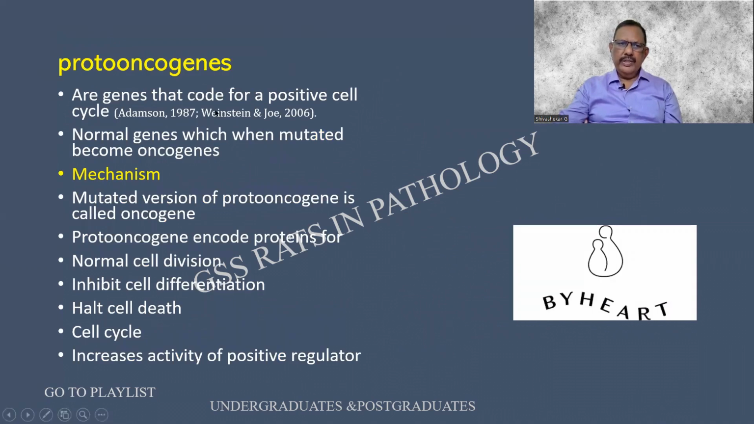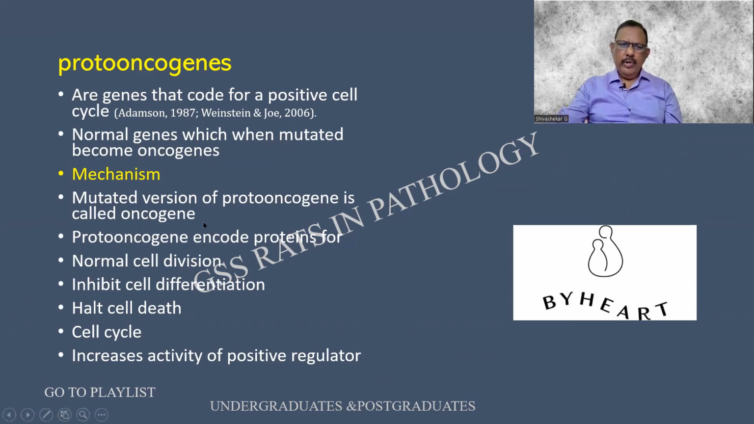So proto-oncogenes are the genes that code for a positive cell cycle. So this is the code. The normal genes, when they undergo a mutation, become what are called oncogenes. Now, what is the mechanism? The mutated version of a proto-oncogene is called an oncogene. No other words, please. Mutated version of a proto-oncogene is called an oncogene.